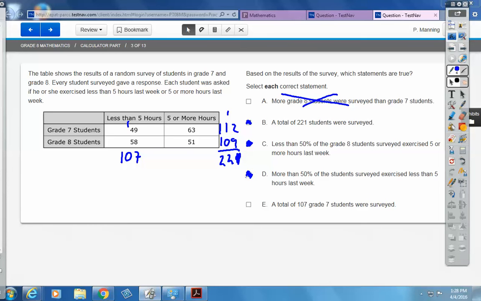And a total of 107 7th grade students were surveyed. That is not true. It's 121. So my answers are B, C, and D.